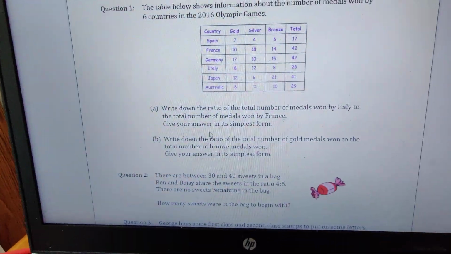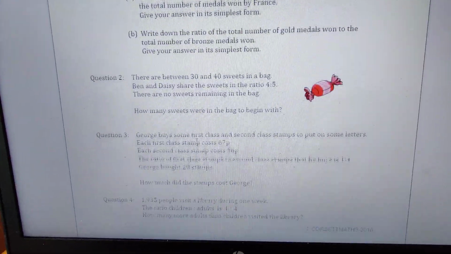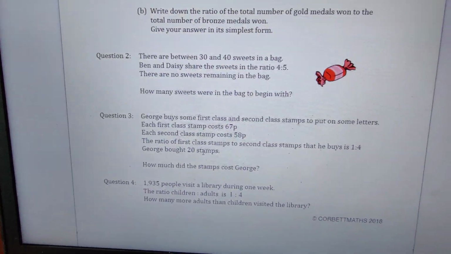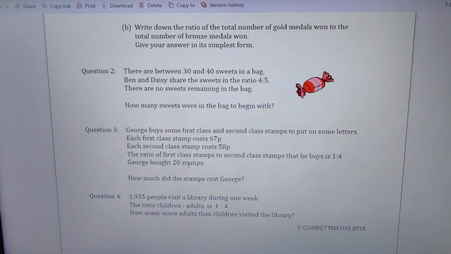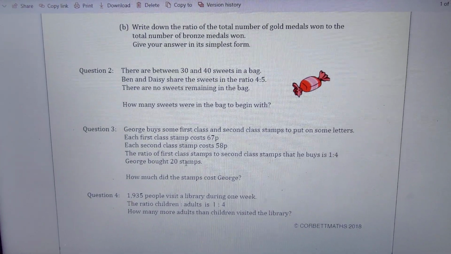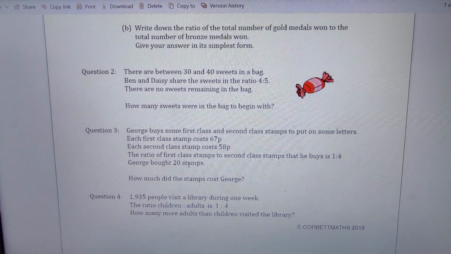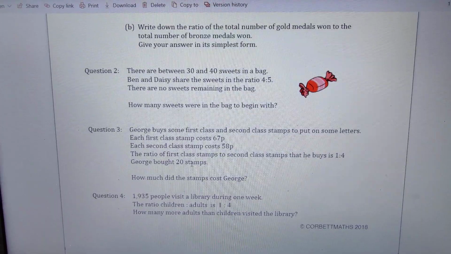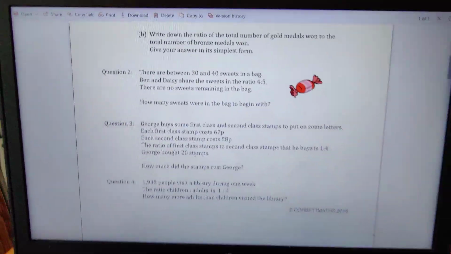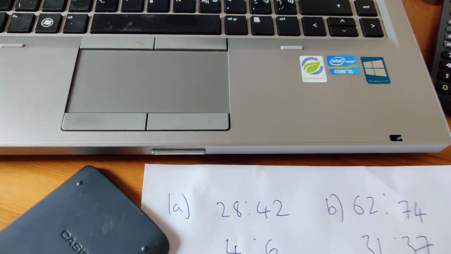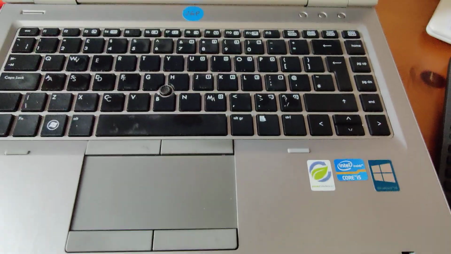Moving on to question 2. There are between 30 and 40 sweets in a bag. Ben and Daisy shared the sweets in the ratio 4 to 5. There are no sweets remaining. How many sweets were in the bag to begin with? I think this is quite a mean one, unless you're confident with ratio, but I think it's a good question.